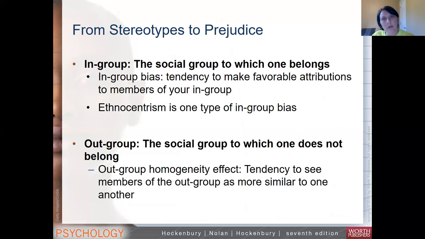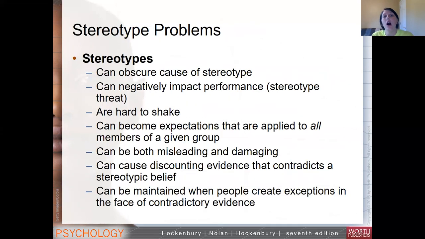And then, if we have an in-group, of course, we have an out-group. We have all the other groups that we don't belong to. It might be age-related, career-related, education, it could be any sort of out-group. This is just one that you don't feel like you belong to, one you don't connect to. And we also see this idea of out-group homogeneity, which is where you see everyone in the out-group as all the same. Everyone's similar to each other. But as I've said before, we find that's actually not the case. Of course, stereotypes can be very, very problematic. Sometimes we don't even know how we got to a particular stereotype. It can negatively impact performance, which we refer to as stereotype threat.